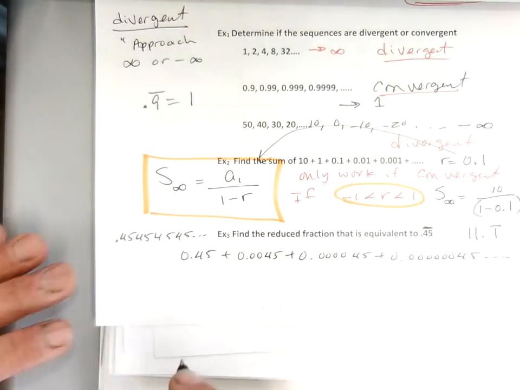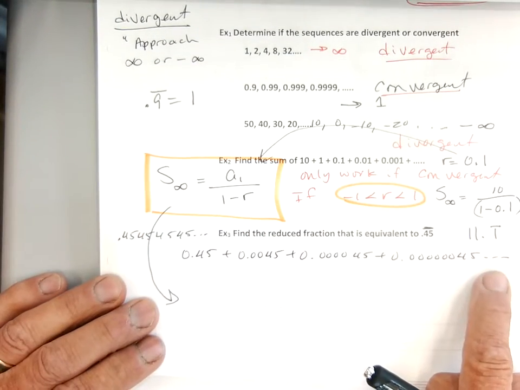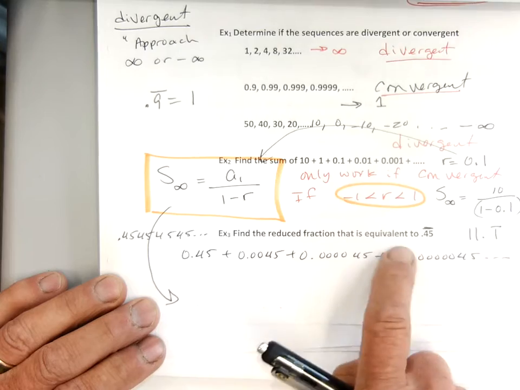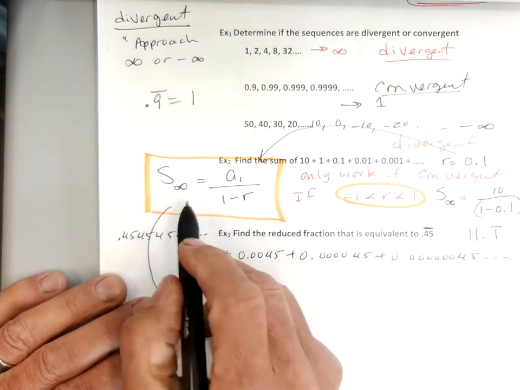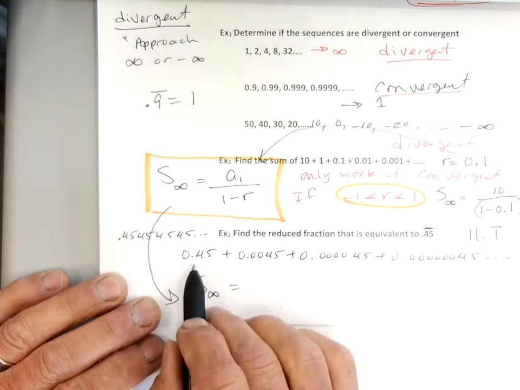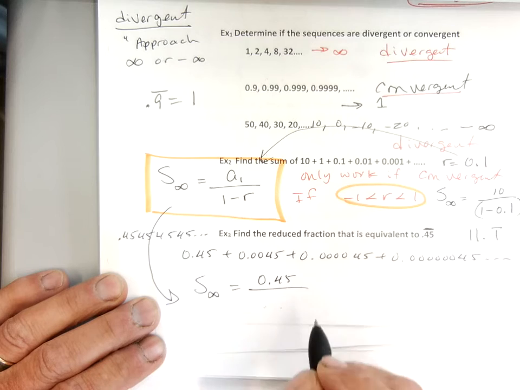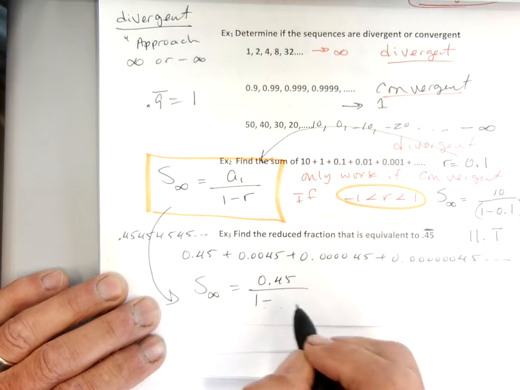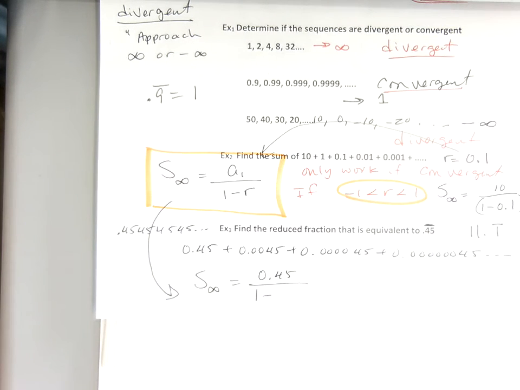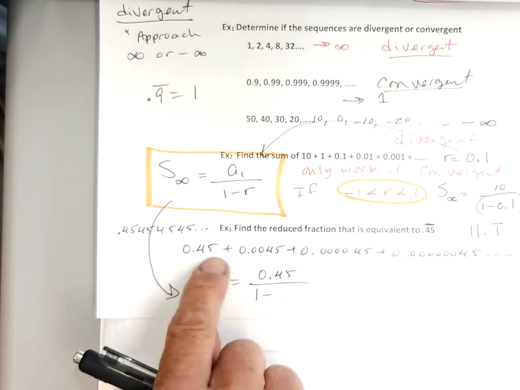So let's use our formula. We've got this S of infinity problem, because this goes on forever, right? You guys agree? It's a repeating decimal, it's got the bar on it, so it's going to go forever. So let's use our formula. S of infinity is equal to A1, which is our first term, 0.45, over 1 minus. What's our multiplier? Anybody know what our multiplier is? How do I get from here to here? What's our R? What's our ratio?